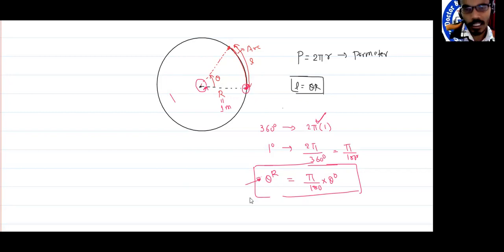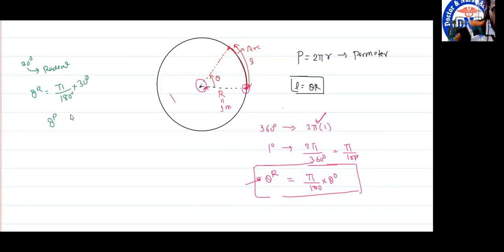So if we have an angle in degrees, we can convert it into radians, or if we have an angle in radians, we can calculate the angle in degrees. Suppose this is a 30 degree angle and I want to convert it into radians. What do we have to do? Theta in radian is equal to pi by 180 into 30. So we get theta in radian as pi by 6.